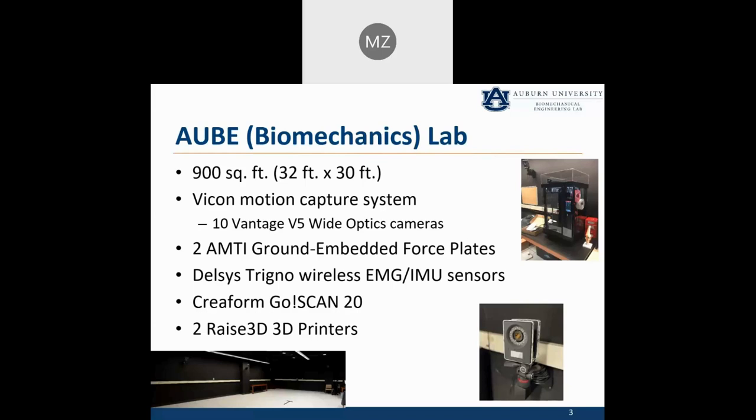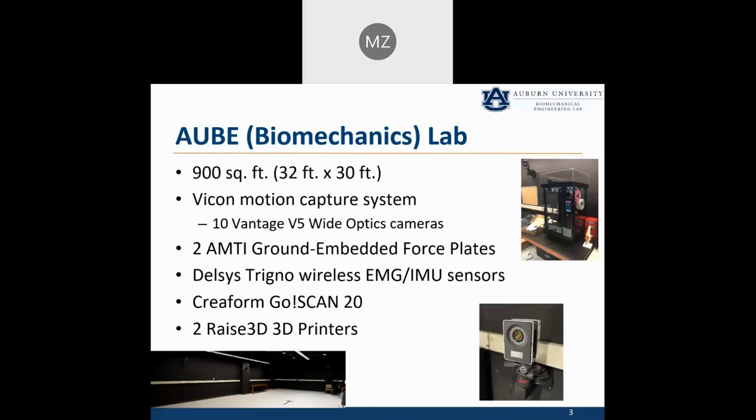We have, the brand is Delsys, and the particular product is called the Trigno Wireless EMG IMU sensor. EMG, which stands for electromyogram, is a sensor that measures muscle activation. We can detect muscle activation through the skin with a sensor that's simply stuck to the surface of the skin. Those sensors are pretty interesting because not only can they measure muscle activation, they can measure motion as well. IMU stands for inertial measurement unit, and it can measure motion of the various segments or limbs on the body where we've placed these sensors.